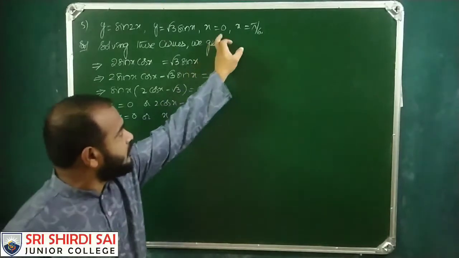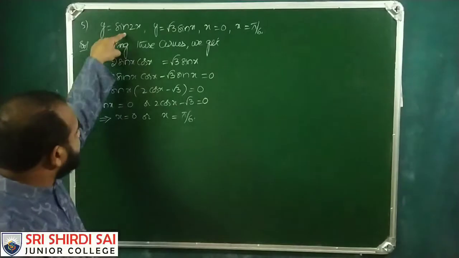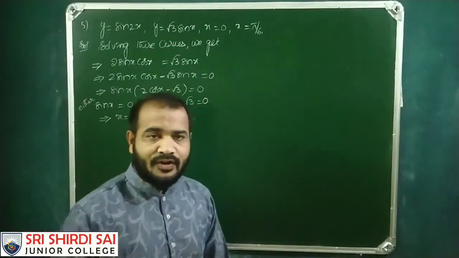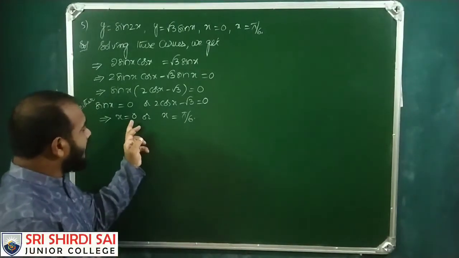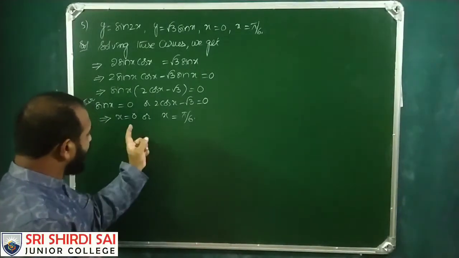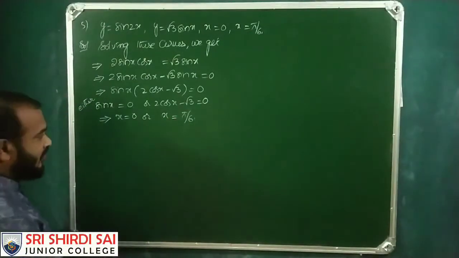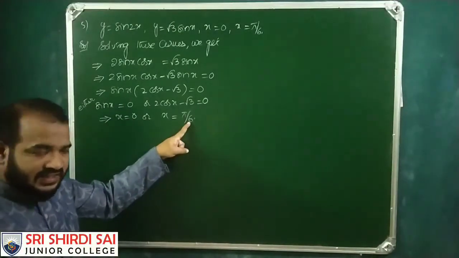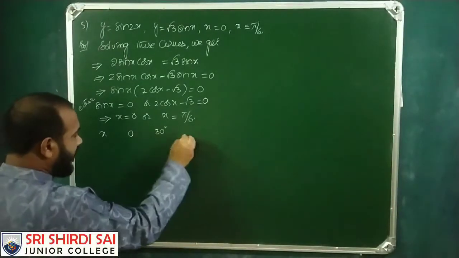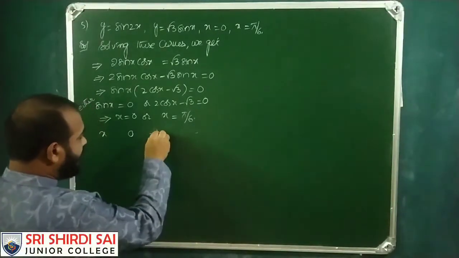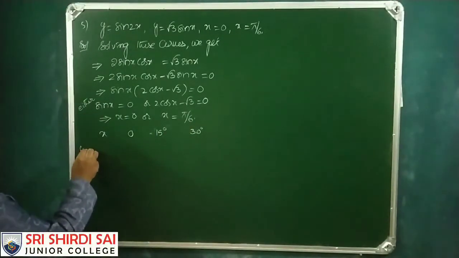But here these two limits are already given. In this interval, which is the above curve and which is the below curve, we don't know. So we need to take one value between 0 and pi by 6. Let us take x equals 15 degrees. So x is 0, 15 degrees, 30 degrees. Now, y equals the sine 2x curve.